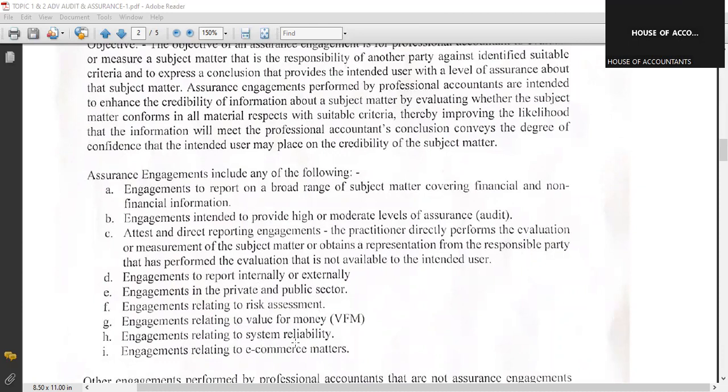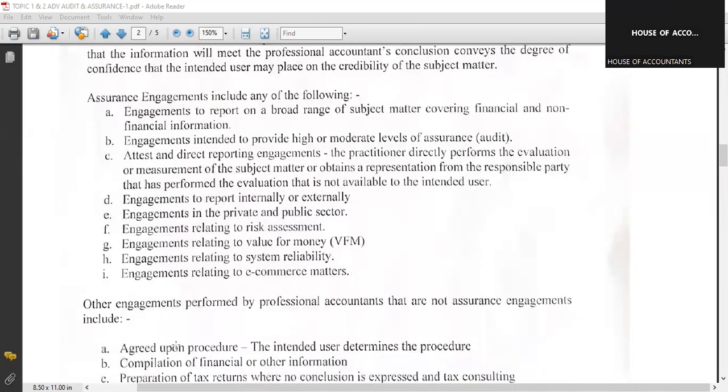When you are performing evaluation, there are so many engagements relating to risk assessment. It can be system reliability. So what is the level of reliance on this system, on this computer, on this IT? If anything happens, is there any backup? So you do the assurance engagement on that. Then also the private and public sector also do that, report internally and externally. They can just give you an engagement, come and evaluate our company. How strong is the internal control? Is there any weakness in this internal control? What should we do to make sure that the internal control is all right, it's okay? So you can do the engagement on that and you give the assurance to the management.